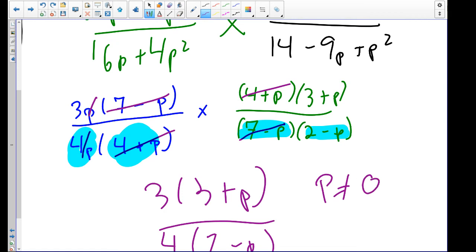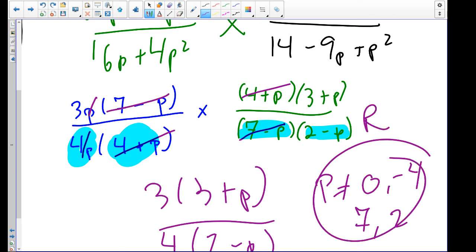What about 4 plus p? What would p have to be to make that go to 0? Minus 4. 4 minus 4 equals 0. What about 7 minus p? What would p have to be in order to make 7 minus p go to 0? I heard it, 7. 2 minus p, what would p have to be? 2. So those are our restrictions.